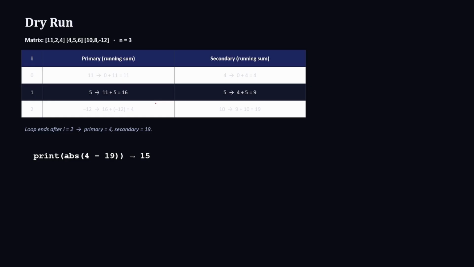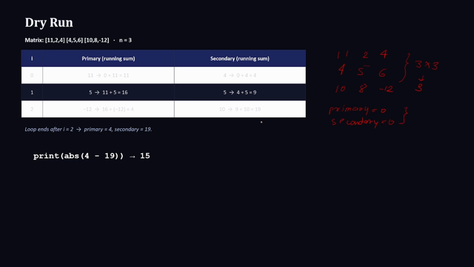Let's run the code with an example and see exactly how the values change step by step. We take the input 11, 2, 4, 4, 5, 6, 10, 8, -12. The size of the matrix is 3 cross 3, which means n is 3. After taking all the input, our matrix looks like this. After that, we initialize two variables: primary is 0 and secondary is also 0. Both sums are initially 0.